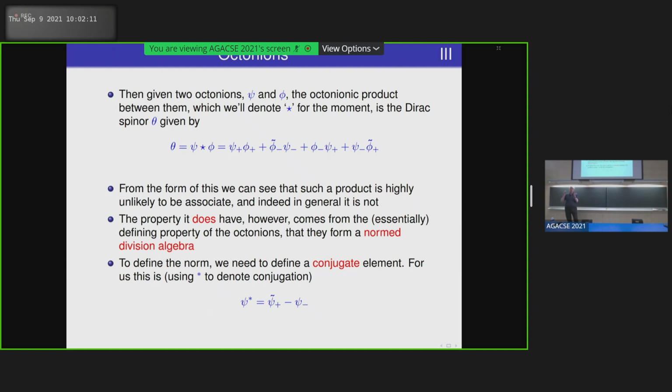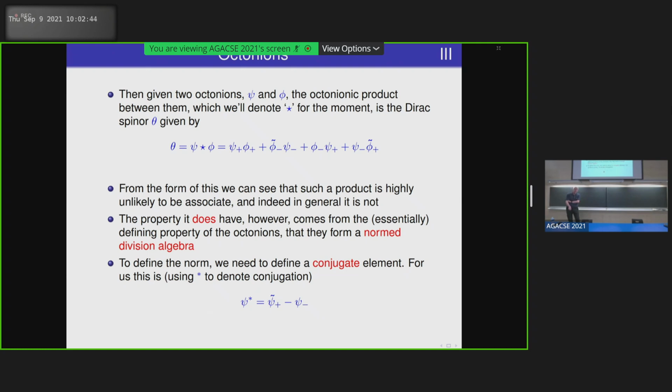And in fact, this gives you a perfect mapping. Of course, you have to assign the Dirac spinor elements to octonions, but it gives you a perfect mapping for the octonionic product. Now, although such a product is not associative, the property it does have comes from the essentially defining property of the octonions, that they form a normed division algebra. So to get ourselves a norm, you need to define a conjugate element. And for us, we use this asterisk type thing to denote conjugation.